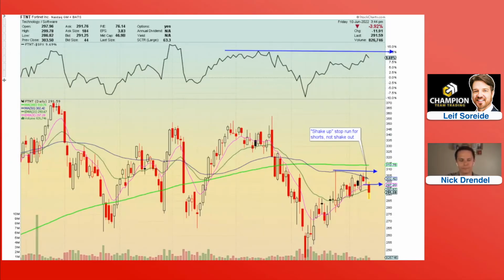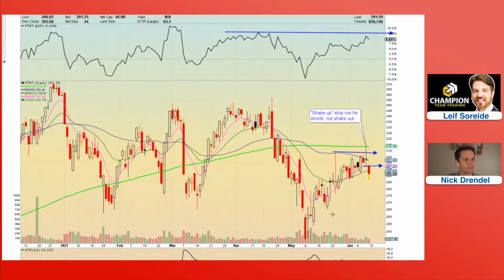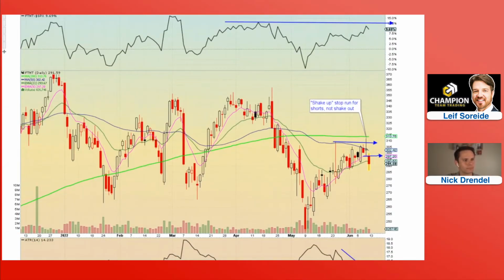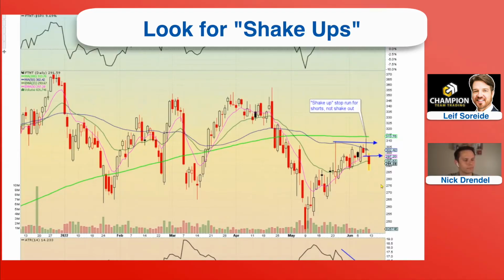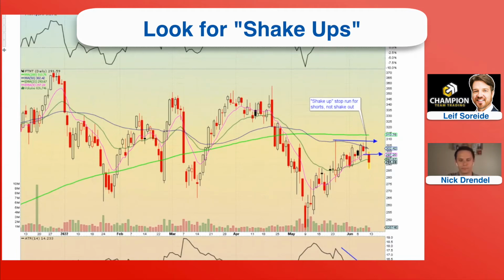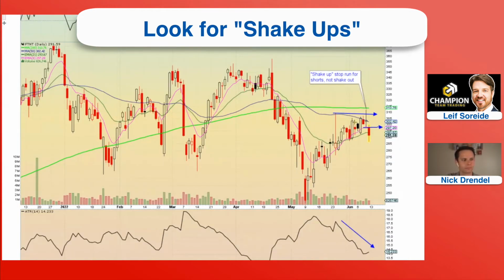So FTNT, another one of these kind of. Let's see, I want to call this another one here. Let's see. So it's just a basic bounce and roll into the moving averages. And I call this kind of a shake up instead of a shake out, because you start to get sort of a pivot. I mean, this is just a quick example.